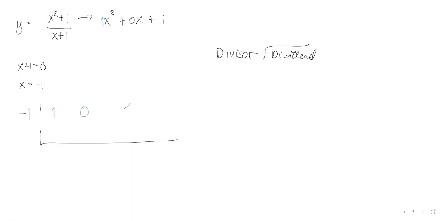So, lalagay natin yan dito. 1, 0, 1. Okay, unang gagawin is bring down this first one. Then 1 times negative 1, that is negative 1. Then 0 minus 1. For 0 plus negative 1, same lang yan sila. That's also negative 1 because 0 is additive identity. Ibig sabihin, whatever you add or subtract 0, that's just always equal to the number. Then negative 1 times negative 1, that's positive 1. And 1 plus 1, that is 2. So, itong 2 na to, ayan yung remainder.